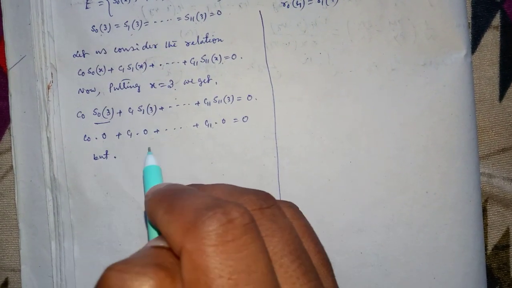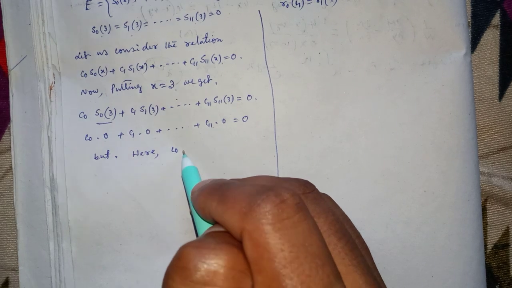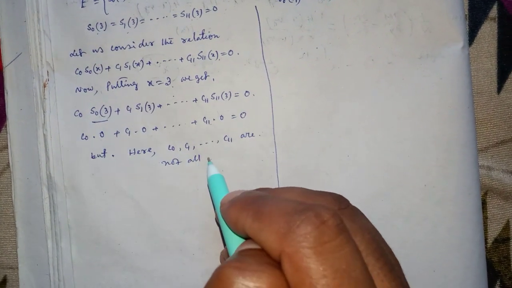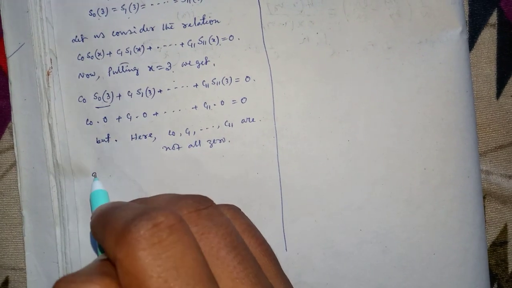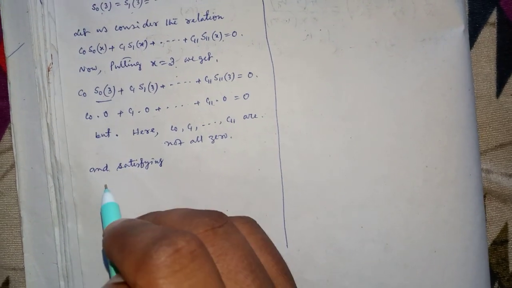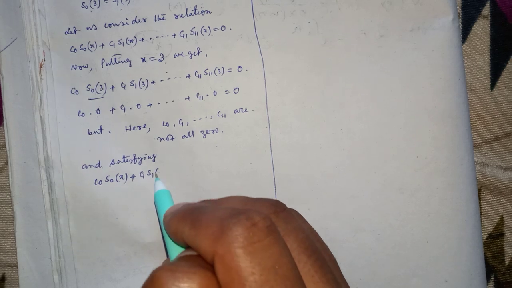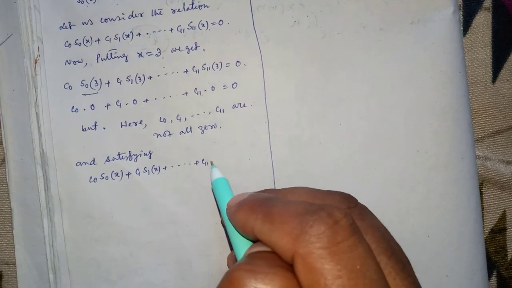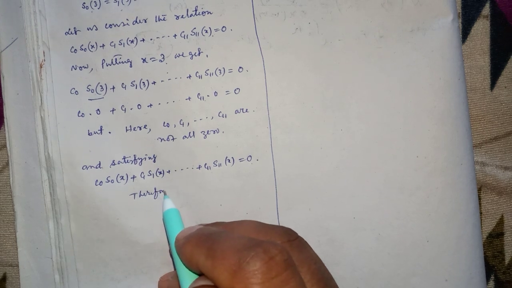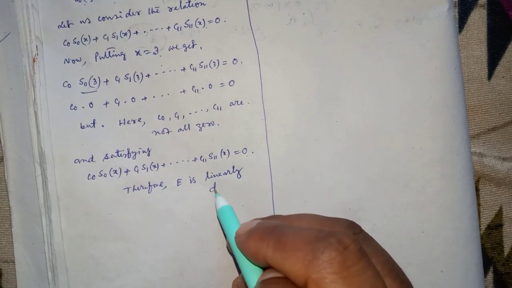But here c0, c1, up to c11 are not all 0 and satisfy c0 s0(x) + c1 s1(x) + ... + c11 s11(x) = 0. Therefore, E is linearly dependent.